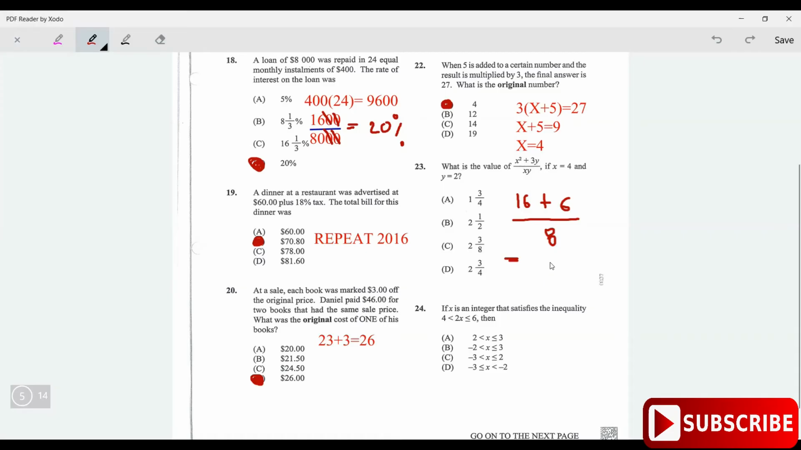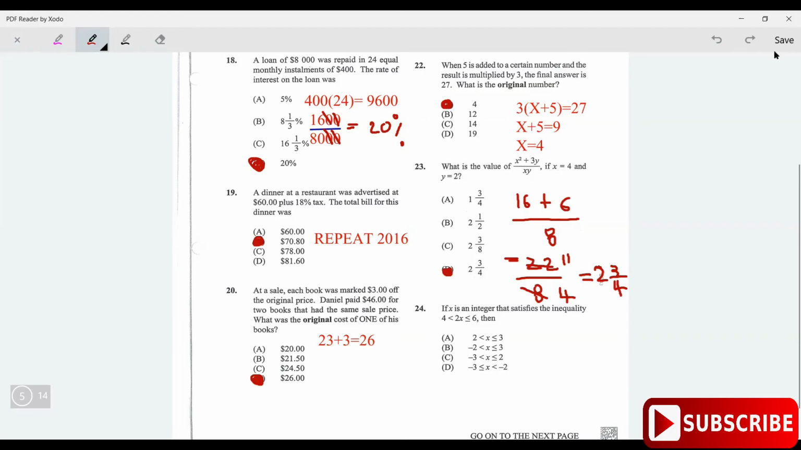And 22 over 8, you can simplify. Well, 2 into this goes 4 times, and 2 into this goes 11 times. So you get 11 over 4. 11 over 4 is 2 and 3 over 4. Easy. 2 and 3 over 4.